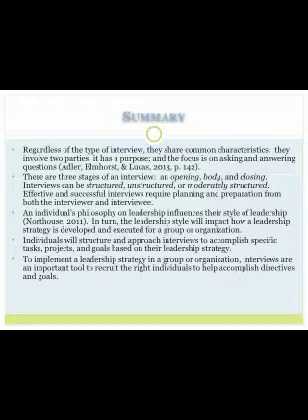An individual's philosophy on leadership influences their style of leadership. In turn, the leadership style will impact how a leadership strategy is developed and executed for a group or organization. Individuals will structure and approach interviews to accomplish specific tasks, projects, and goals based on their leadership strategy. To implement a leadership strategy in a group or organization, interviews are an important tool to recruit the right individuals to help accomplish directives and goals.